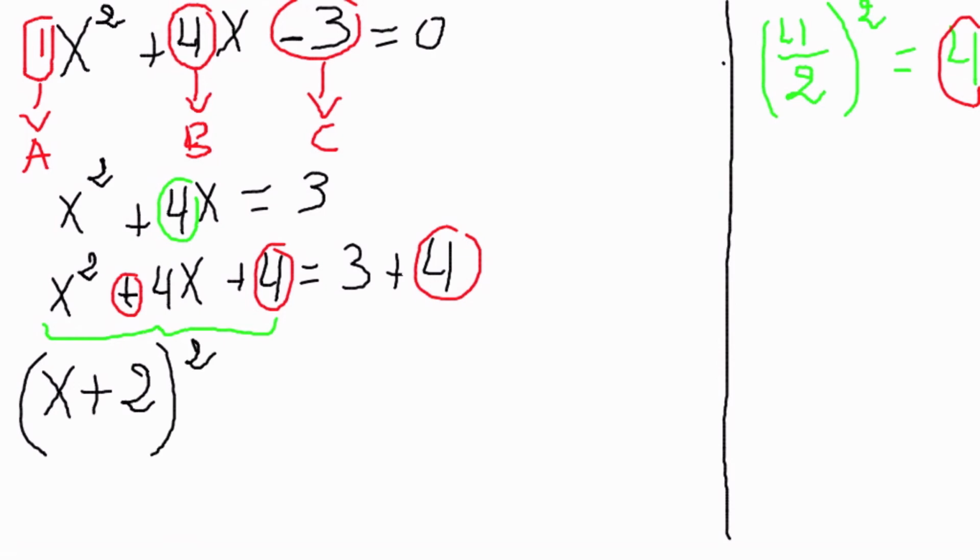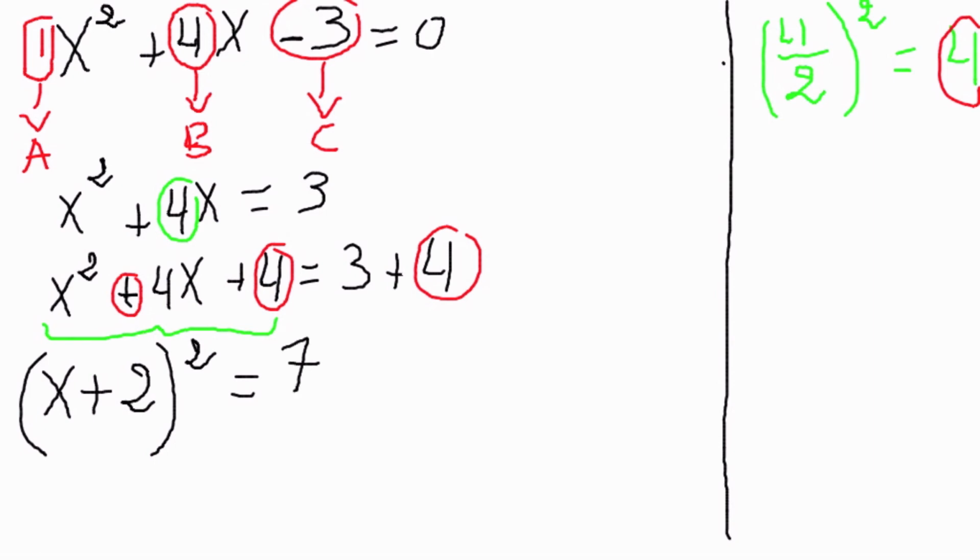So x squared plus 4x plus 4 is a perfect square, which is x plus 2 everything squared. On the other side of the equation, I got 3 plus 4, which is 7.